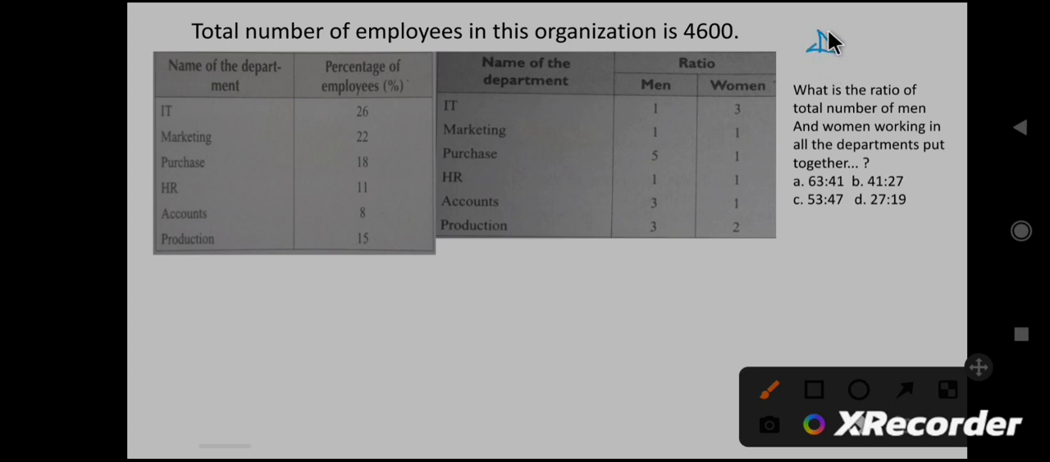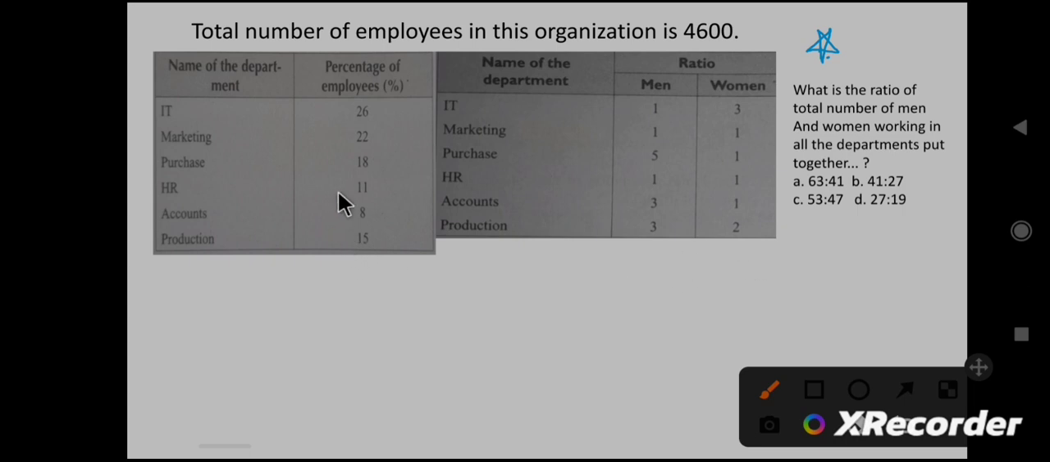This is the most important question, which is very, very important. So let me read this. What is the percentage of total number of men and women working in all the departments put together? So they are asking us to find the ratio of total number of men and women working in all the departments together. For this, to find the ratio of men and women, first we need to know how many men and women are there in each department. Then we have to add all these things. Then we have to take the ratio of men and women.